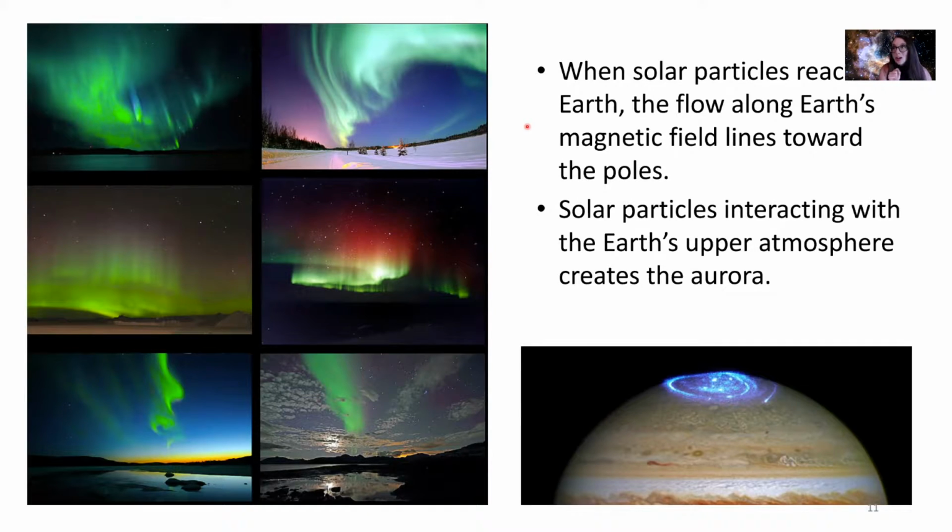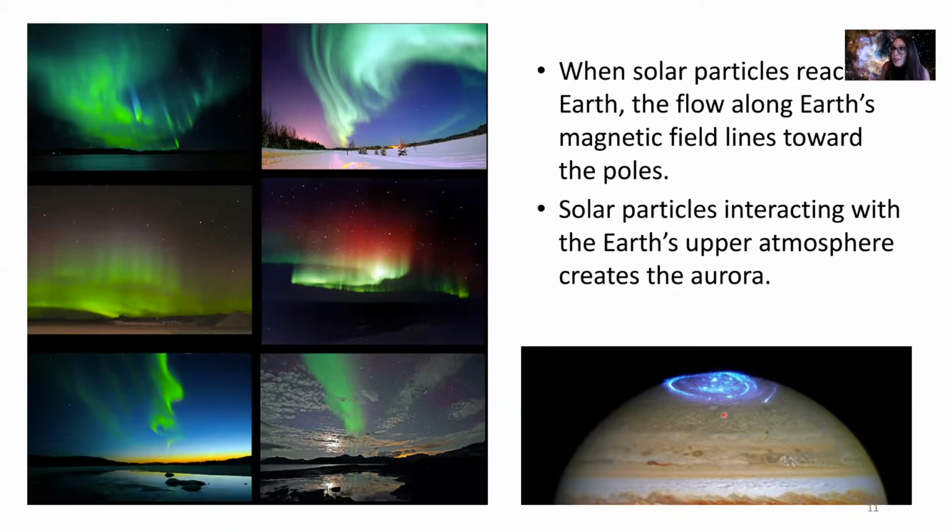And those charged particles interacting with our Earth's upper atmosphere are what causes the aurora, the northern and southern lights. So those charged particles interacting with the Earth's atmosphere release photons of different energies, different colors of light, different wavelengths. And that is what gives us the beautiful aurora, or the northern and southern lights.